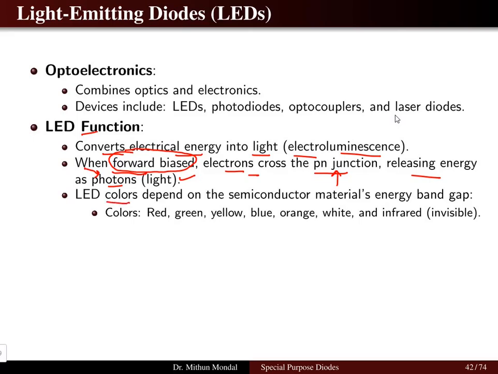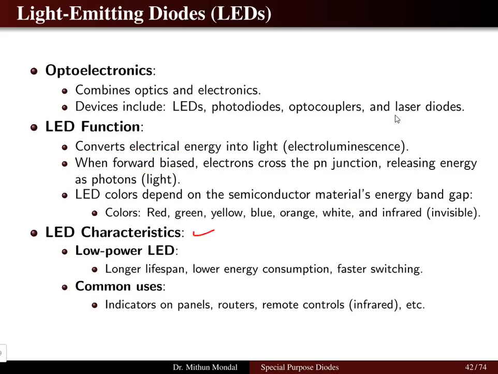The color of an LED depends on the semiconductor material's energy band gap. There are different colors. We can get red, green, yellow, blue, orange, white, and infrared, which is invisible. The characteristics of LEDs: they are low power, have a longer lifespan, low energy consumption, and faster switching. The common uses are indicators on panels, routers, and remote controls in the infrared, etc.